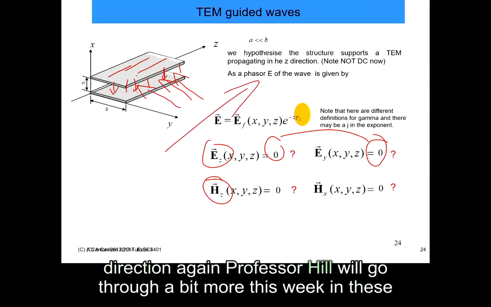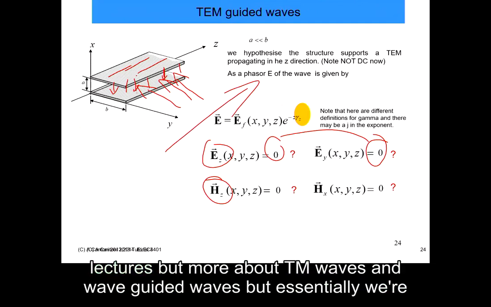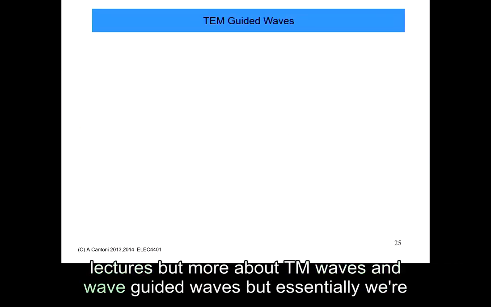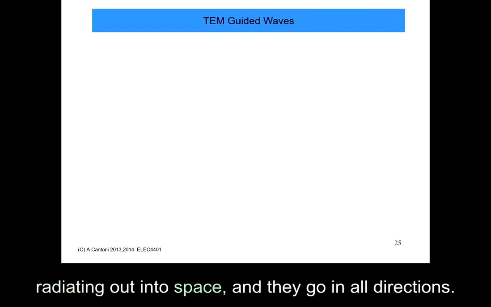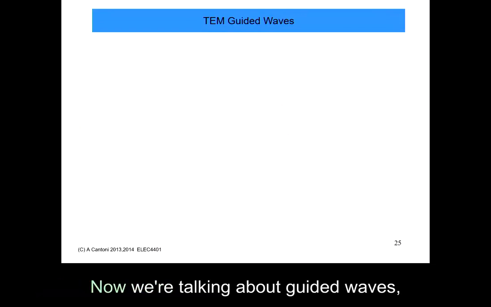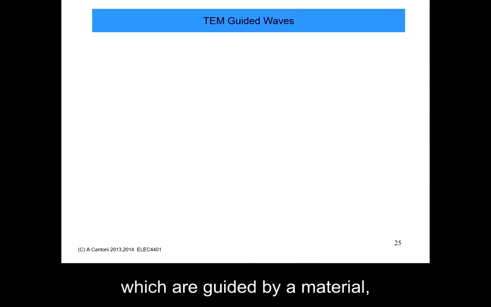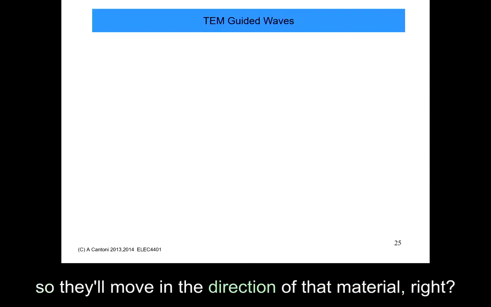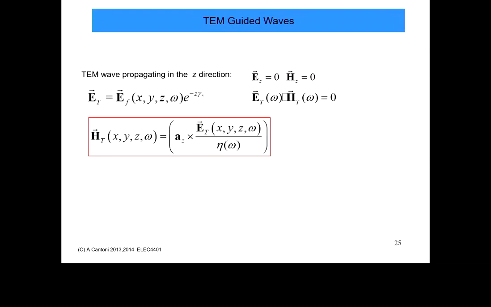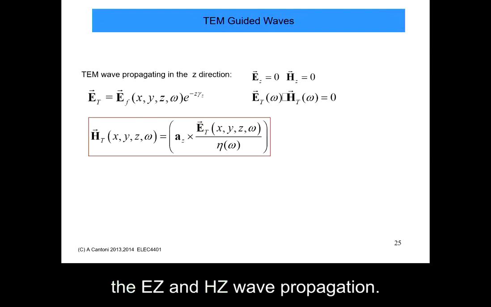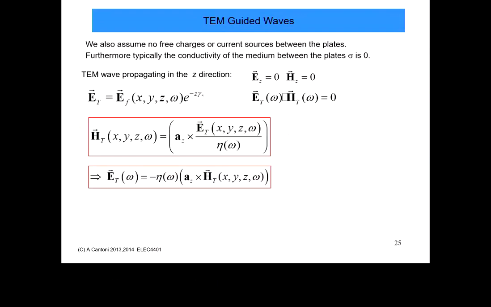Right. Again, Professor Hill will go through a bit more this week in these lectures, about TM waves and guided waves. But essentially, before we were talking about just waves radiating out into space, and they go in all directions. Now we're talking about guided waves, which are guided by a material, so they'll move in the direction of that material, right? So we've got some equations for this, the EZ and HZ wave propagation.